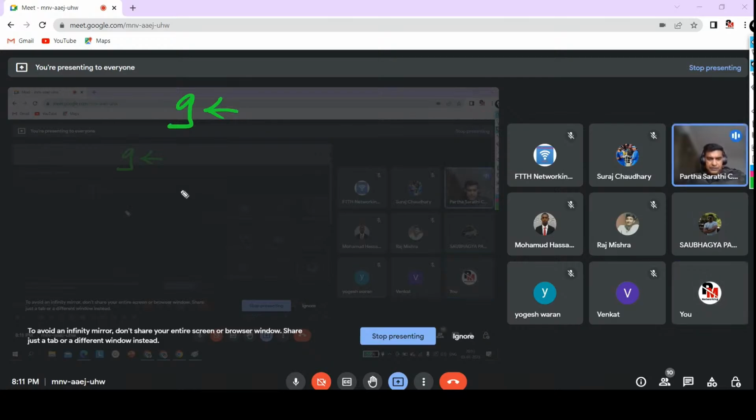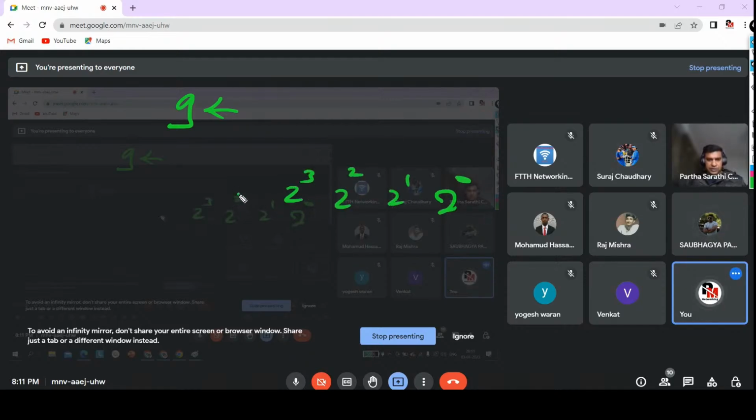We just have to convert it. For conversion, you can use this formula: 2 to the power 0, 2 to the power 1, 2 to the power 2, 2 to the power 3, 2 to the power 4, 2 to the power 5, 2 to the power 6, 2 to the power 7. These are 8 bits. So it will be 0, 0, 0, 0.